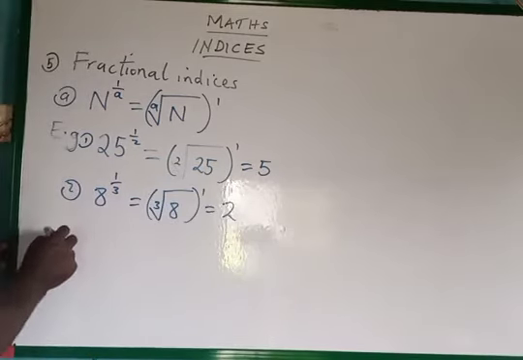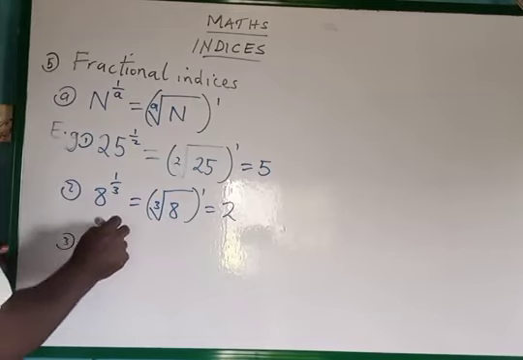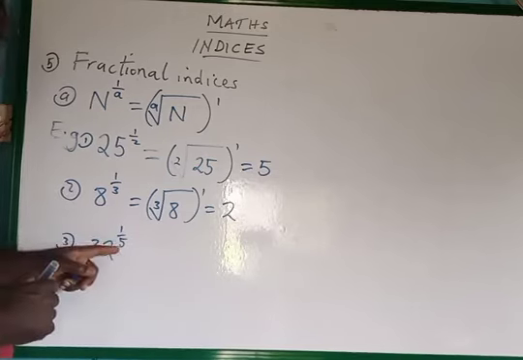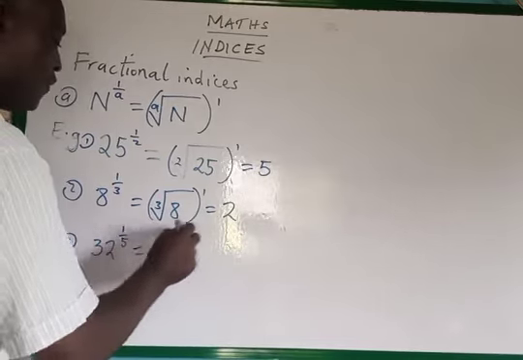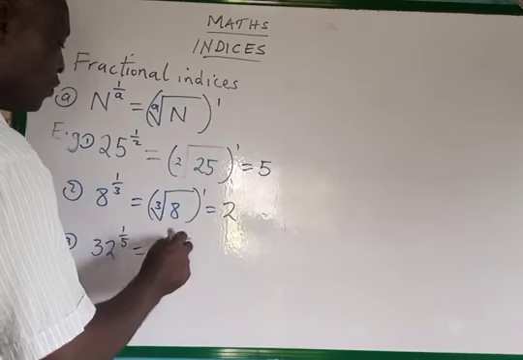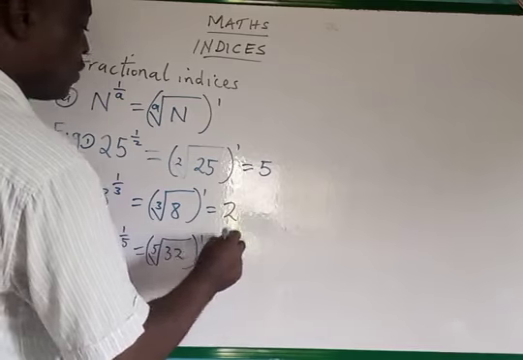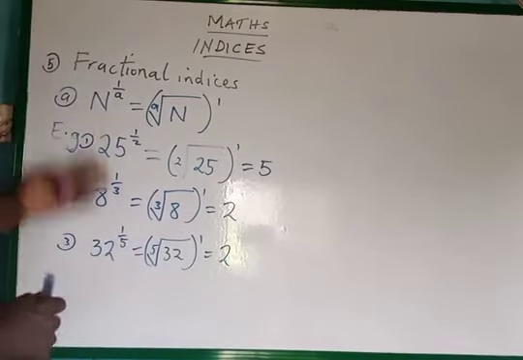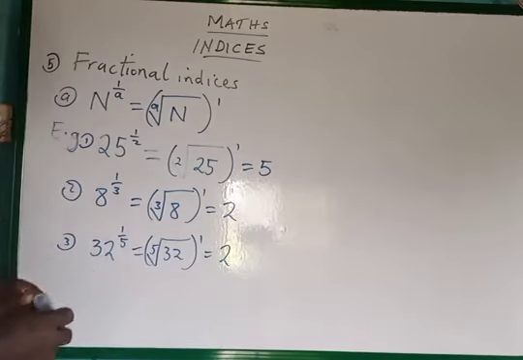Now look at the third one. If you are given 32 raised to the power 1 over 5, what they ask us to do here is to look for the fifth root of 32, all raised to the power 1. The fifth root of 32 is equal to 2. 2 raised to the power 1 is 2. So that is the first part of fractional indices.